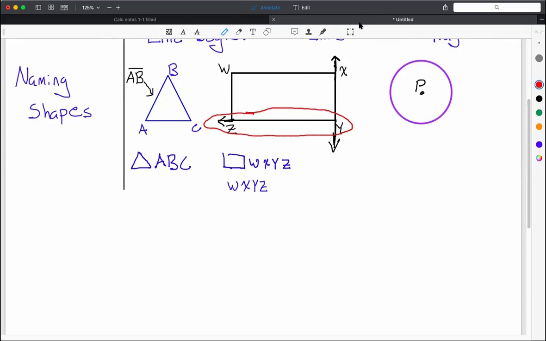Would it be ray Y Z? Yeah, and it is important the order in which you do that. It has to be ray Y Z exactly. So this is a ray. I can write it up here. It's a ray.